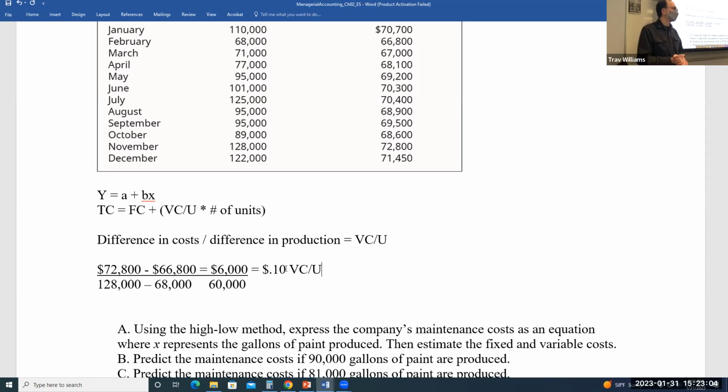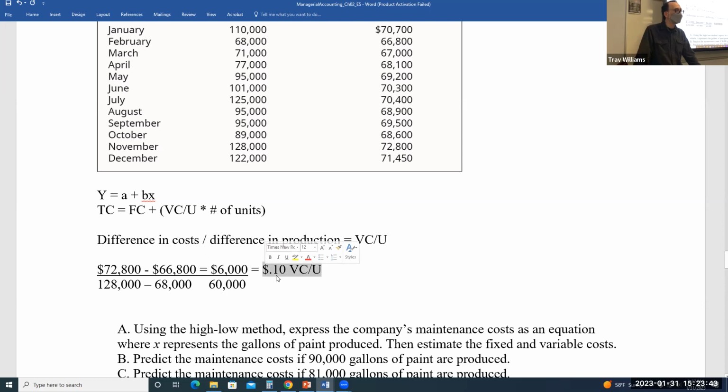That's the first part of this process. But we're not done. Any questions so far? Okay. The next step, now that we know the variable cost per unit, we can figure out our fixed costs. Let's go with November's data. We could use the high month or the low month and we'll get the same answer. So we'll do both months, but let's start with November.